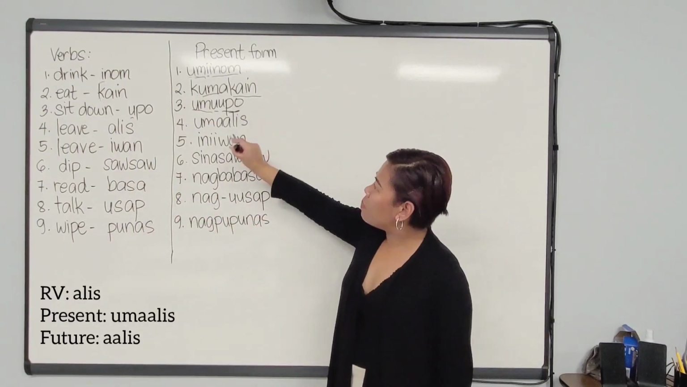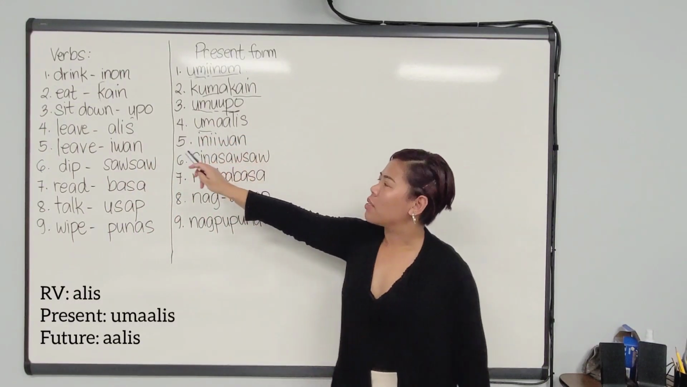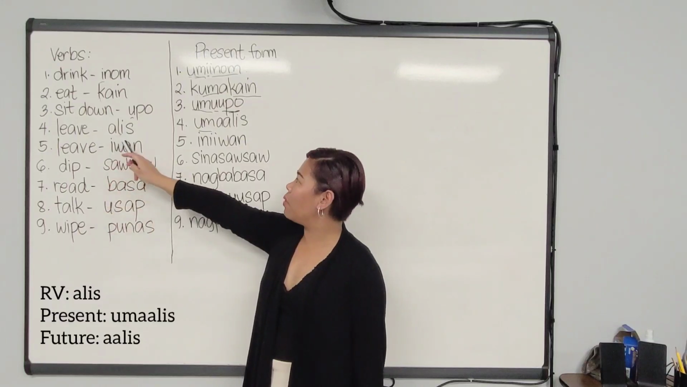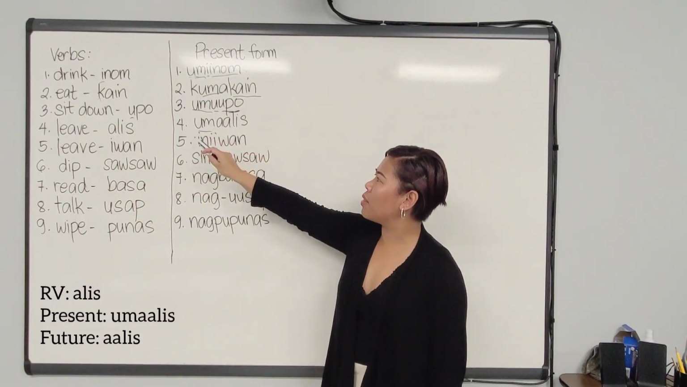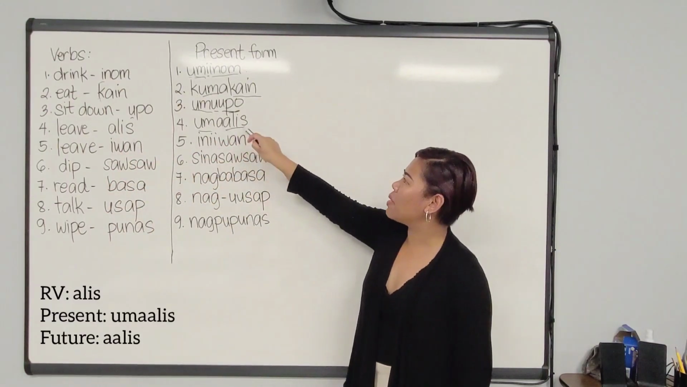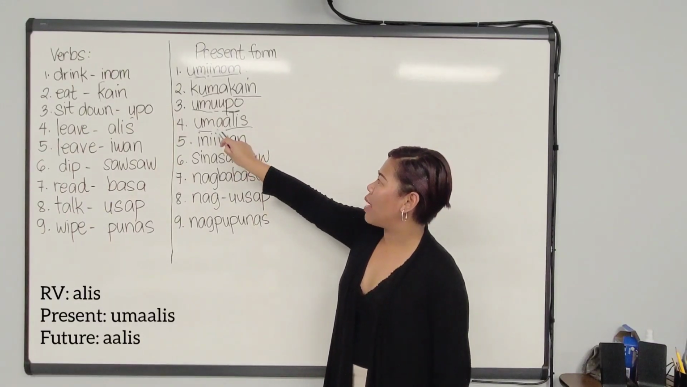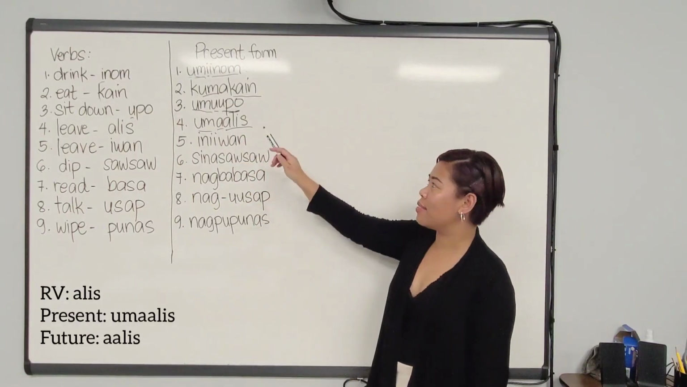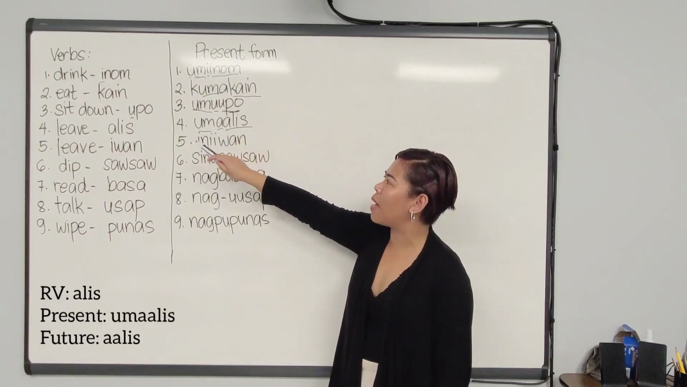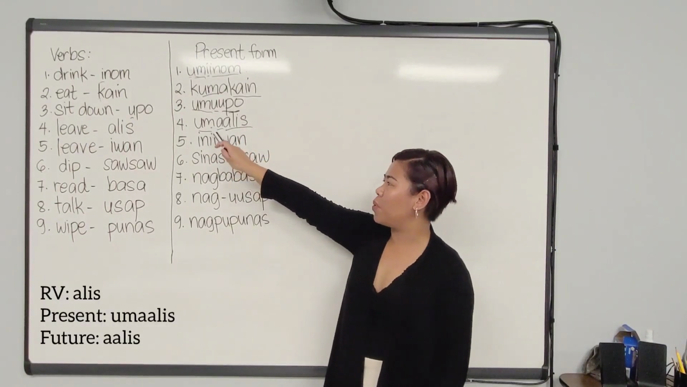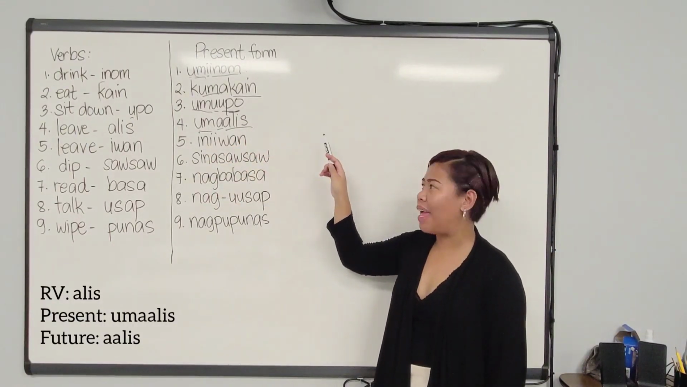Leave is alis. Now, it's an um verb as well. Starts with a vowel, so you can't insert the um, you'll put it in the beginning, and your root verb is alis. You have an extra a there because this is the future tense of the verb alis, aalis. You put um, it'll become umaalis.